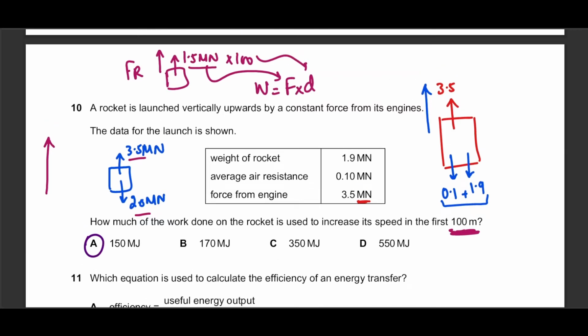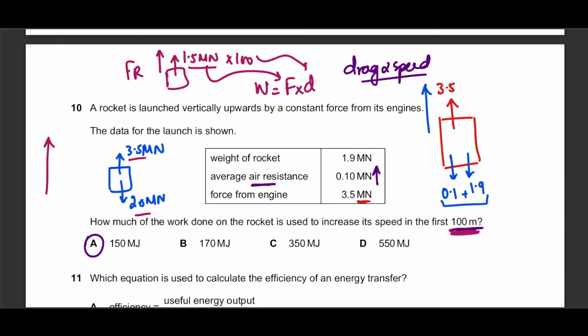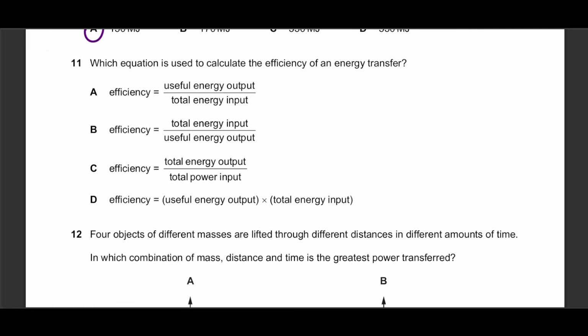Now, why is it mentioning this first 100 meters? Because as the rocket gains speed, the air resistance will start increasing because the drag is directly proportional to speed. Although this idea is not related to this question, I've mentioned this because the fact that drag is proportional to speed is often ignored by students, which is why I've added it for this question as a good reference. It's not required here. Question number 11.